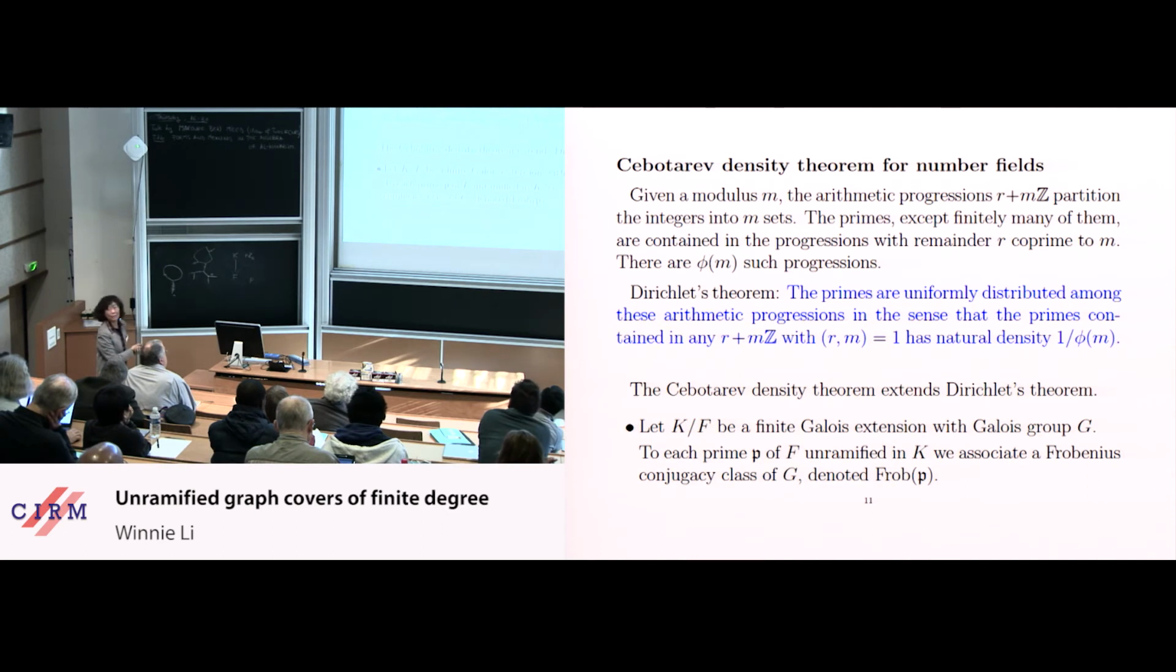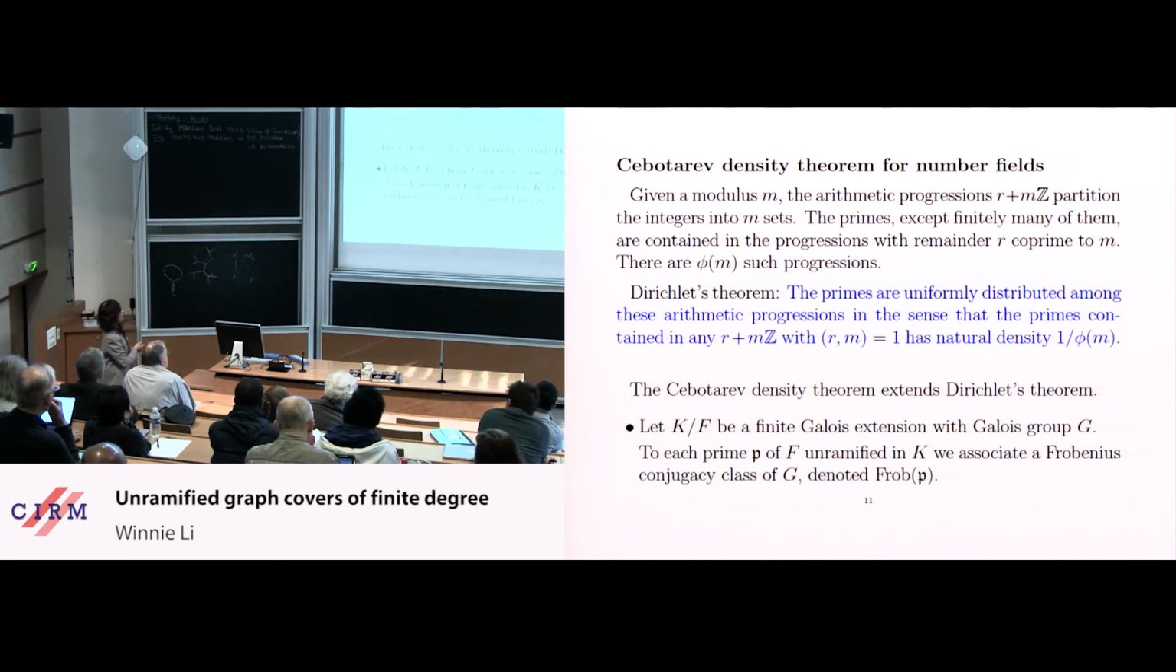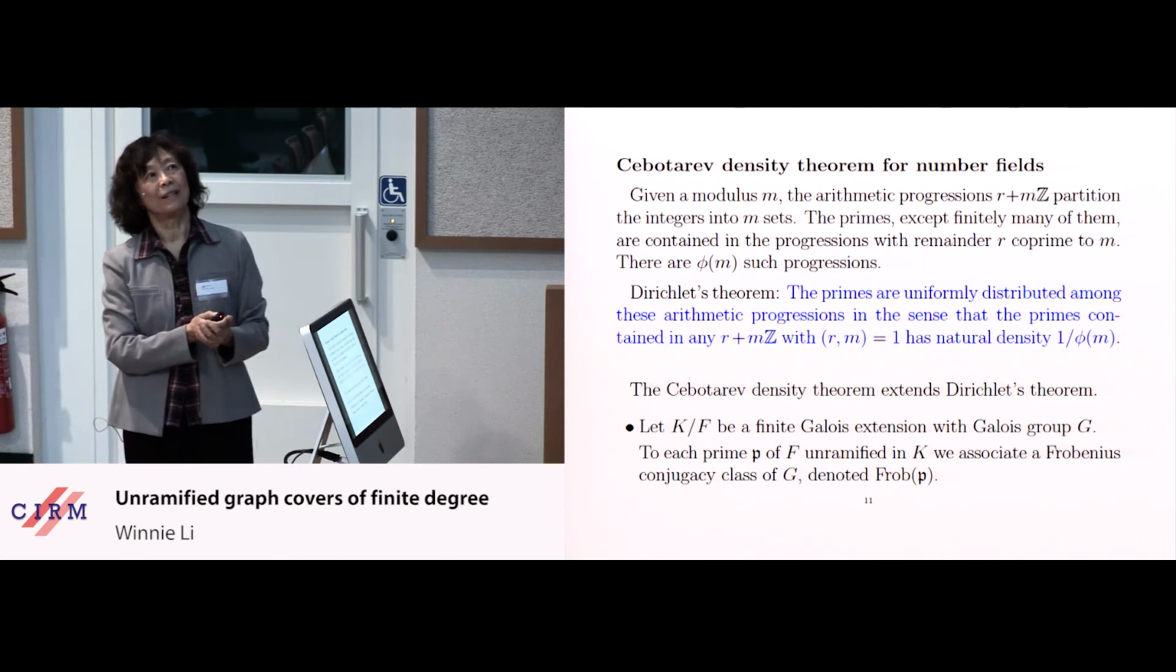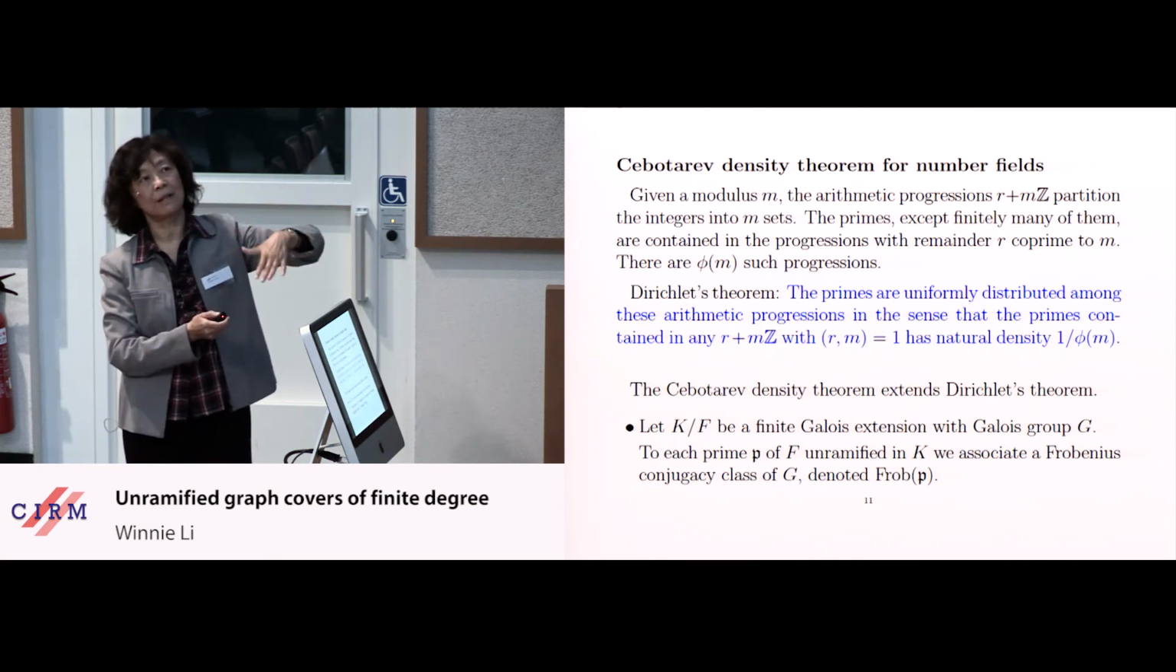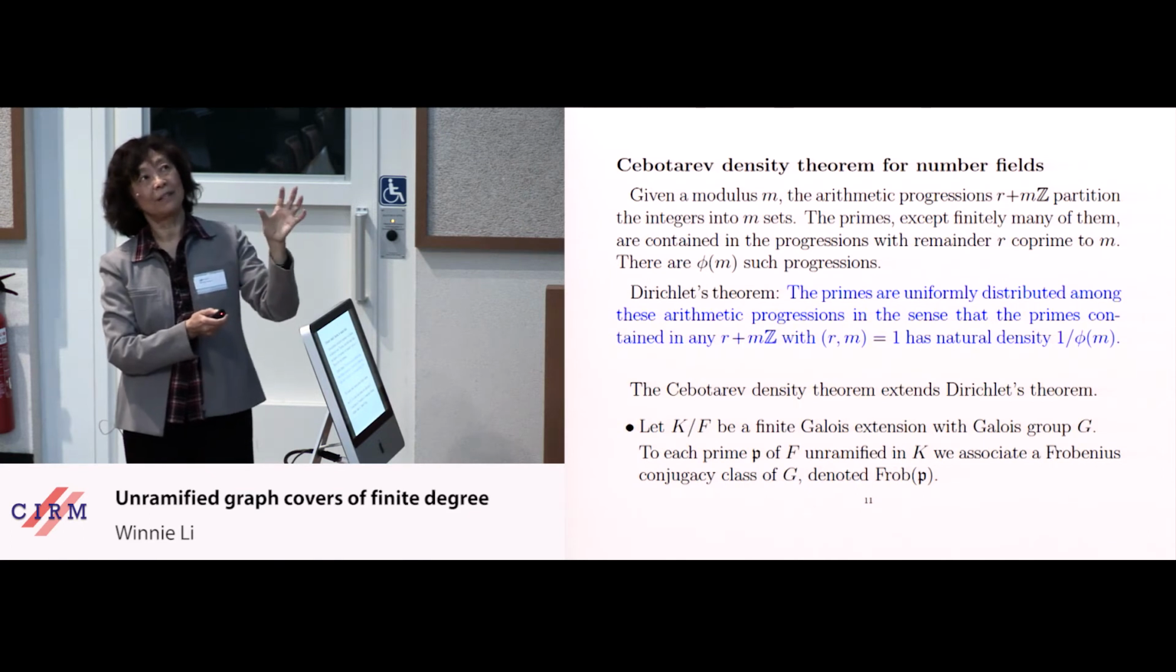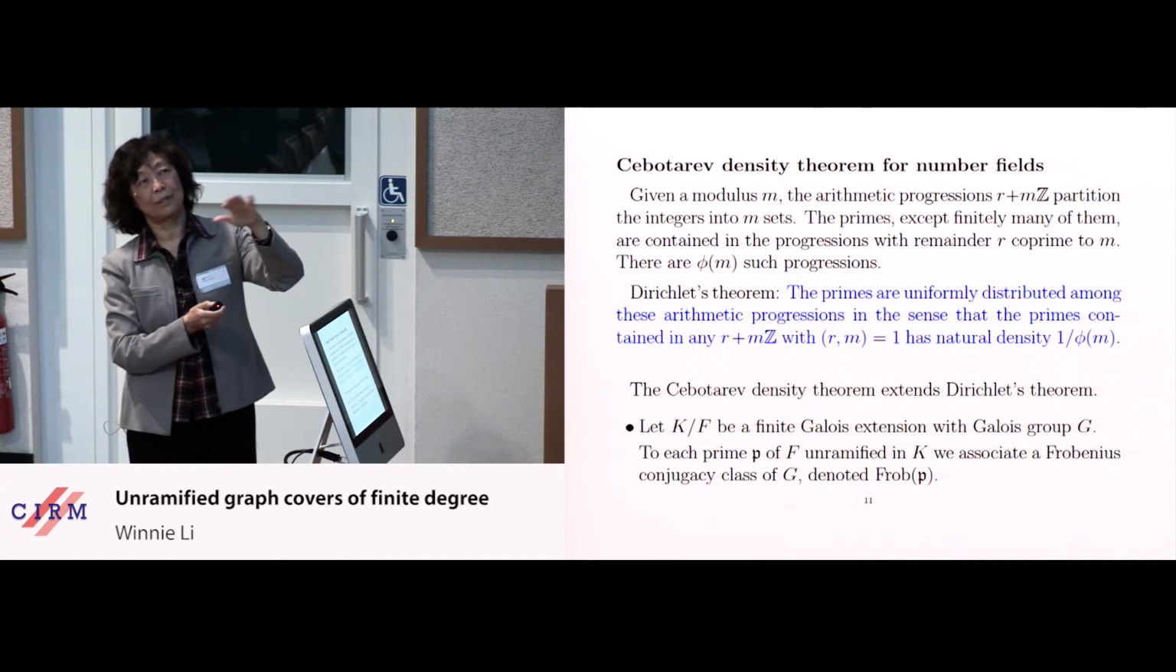So the next question I'm going to consider is the Chebotarev density theorem. In number theory, the Chebotarev density theorem is an extension of Dirichlet's theorem. Dirichlet's theorem says the following. If you give yourself a modulus m and you consider the remainder mod m, there are m of them, so they partition the integers into these m subsets. Among the integers, we have primes. We want to know in which arithmetic progression the primes lie.